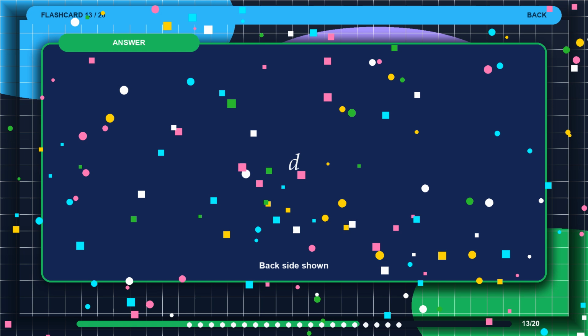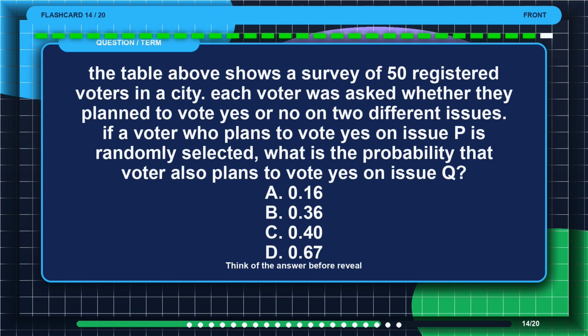The answer is D. Flashcard 14. The table above shows a survey of 50 registered voters in a city. Each voter was asked whether they planned to vote yes or no on two different issues. If a voter who plans to vote yes on issue P is randomly selected, what is the probability that voter also plans to vote yes on issue Q? A. 0.16, B. 0.36, C. 0.4, D. 0.67. Pause and think of the answer before the reveal.